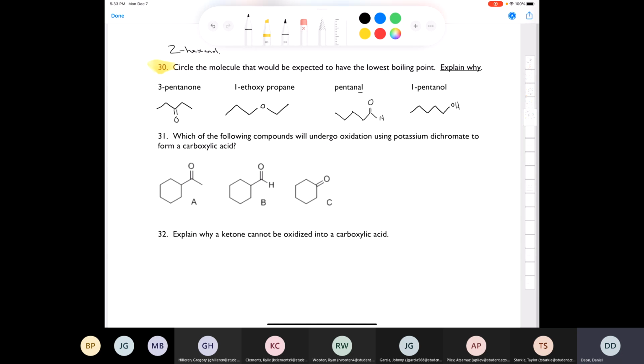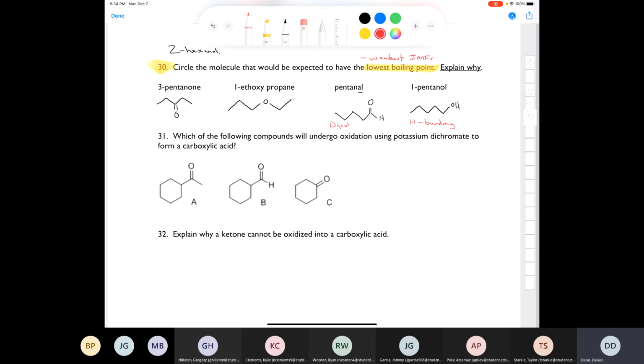Well, if we look at the functional groups in these molecules and evaluate them in terms of the strengths of the intermolecular forces, since we're looking for the molecule with the lowest boiling point, we're going to look for the molecule that has the weakest intermolecular forces. Now, if I look at 1-pentanol, its major intermolecular force will be hydrogen bonding. It also has dipole-dipole forces and London forces, but hydrogen bonding will be the strongest one of those 3.